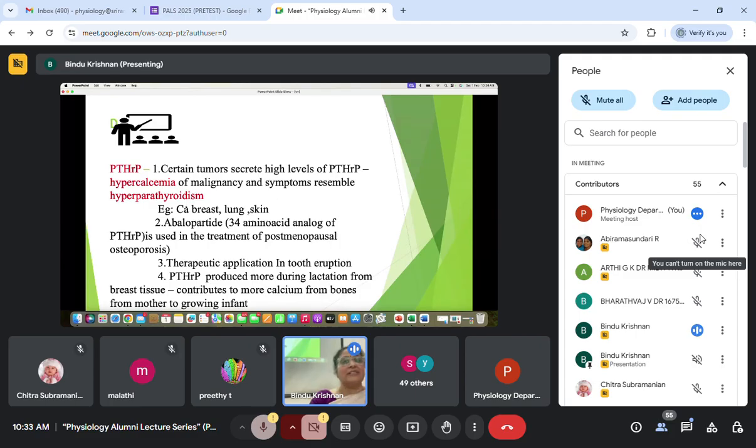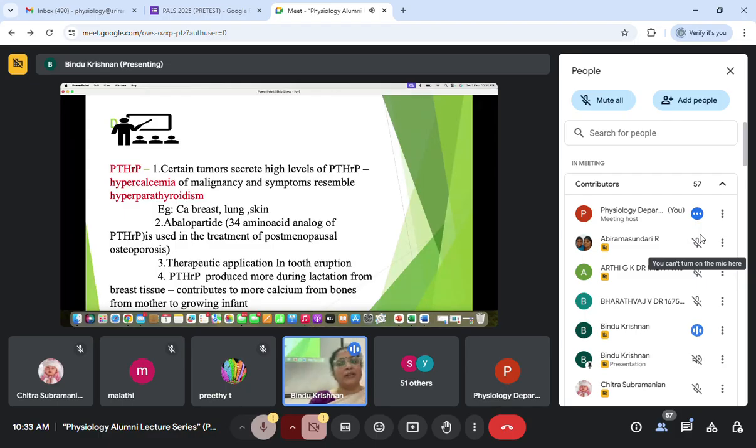So coming to the clinical significance, why is this PTHRP important? You have a situation known as hypercalcemia of malignancy. In certain malignancies like breast, skin, or lung, you have increased secretion of this parathyroid hormone related peptide. And since this can also act on the same receptor as parathyroid hormone, that is PTHR1, it stimulates the resorption of bone, leading to increased calcium. So this is what causes hypercalcemia of malignancy, right?